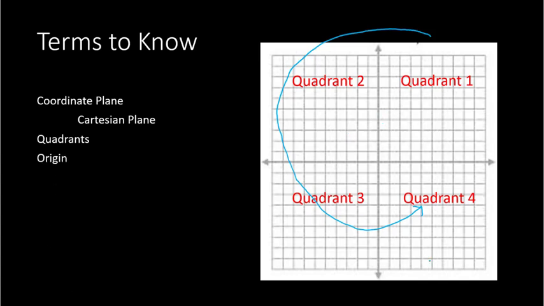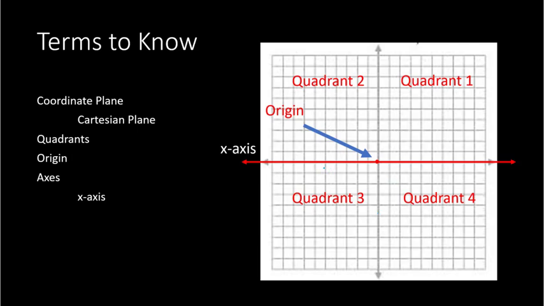Next we have what is called the origin, which is this point right here. Okay, and then we have what's called the axes, which is plural for axis. So an axis is a line. So the x-axis is going to be this line right here. So the one going from left to right is called the x-axis. And then the vertical one going up and down is called your y-axis. So again, the origin would be where those two axes intersect, where they cross over.